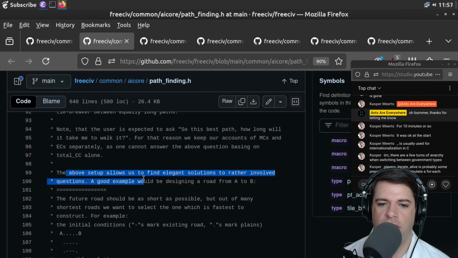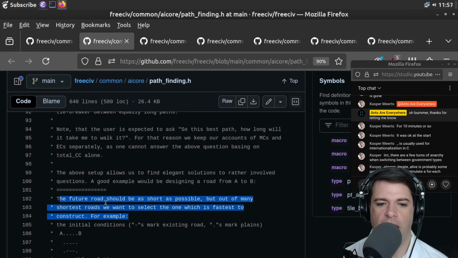And the above setup allows us to find elegant solutions to rather involved questions. A good example would be designing a road from A to B. The future road should be as short as possible, but out of many shortest roads, we want to select the one which is fastest to construct.